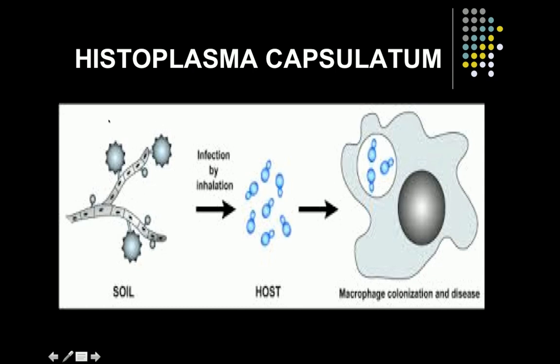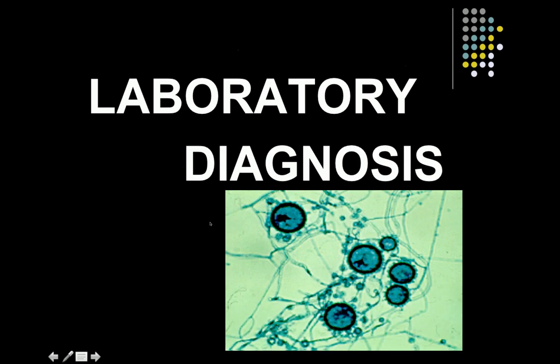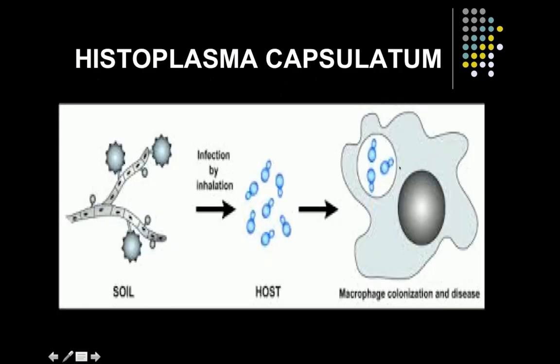It has two asexual forms. One is the macroconidia and the other is the microconidia. The macroconidia are tuberculate in nature and they have finger-like projections on them, whereas the microconidia are smaller and smooth-walled, and it is these microconidia which are inhaled and then converted into the yeast form. And as I said, the most important point regarding Histoplasma is that it is an intracellular fungus. This is the only intracellular fungus which exists in human beings.